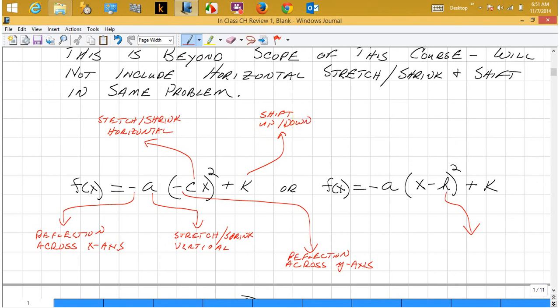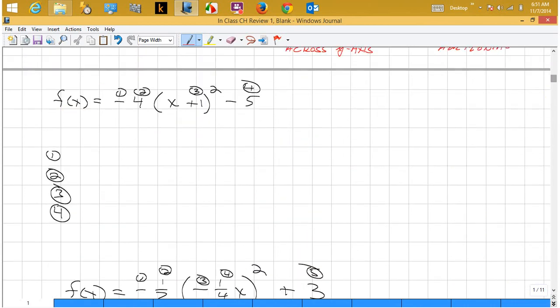Okay, going to the other kind that we may have, where we're not doing an X stretch or shrink, but we're doing a shift. Remember, this is going to be a shift for the X, right, which would be horizontal. And it'll be left or right. Okay, so let's look at some examples.